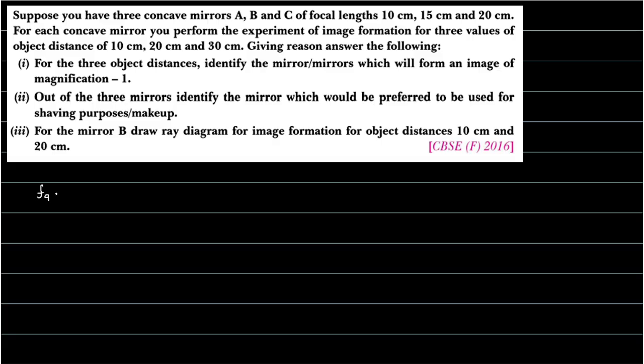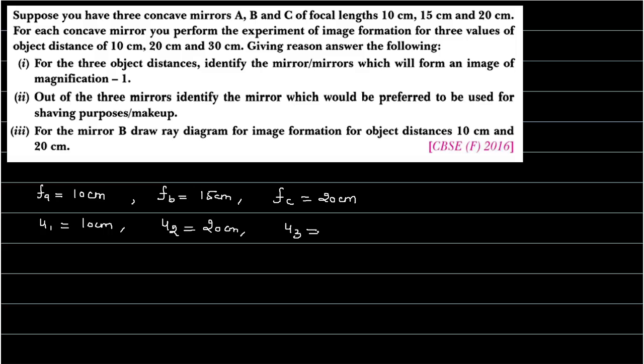We are given three mirrors having focal length 10 centimeter, 15 centimeter and 20 centimeter. For each concave mirror, you perform the experiment of image formation for three values of object distance. That means U1 is given, 10 centimeter. I'm not putting any sign for now. If we need to apply it into the formula, then we will put it with the sign. For now, I'm just writing the values which are given, right?